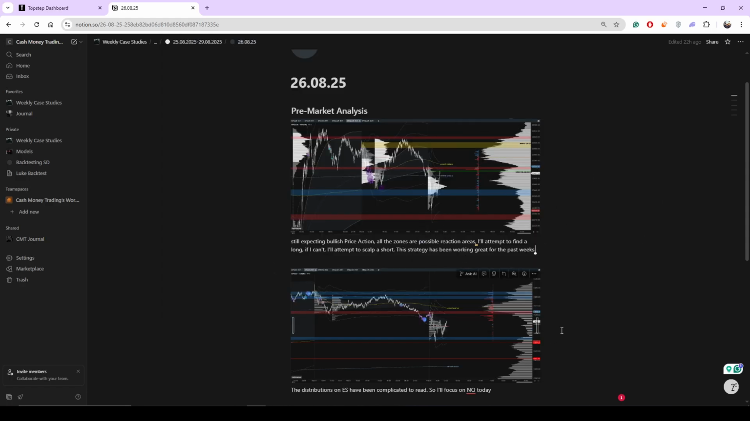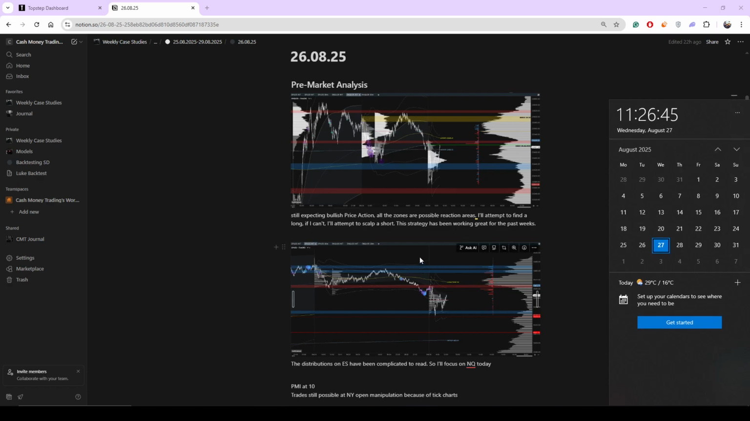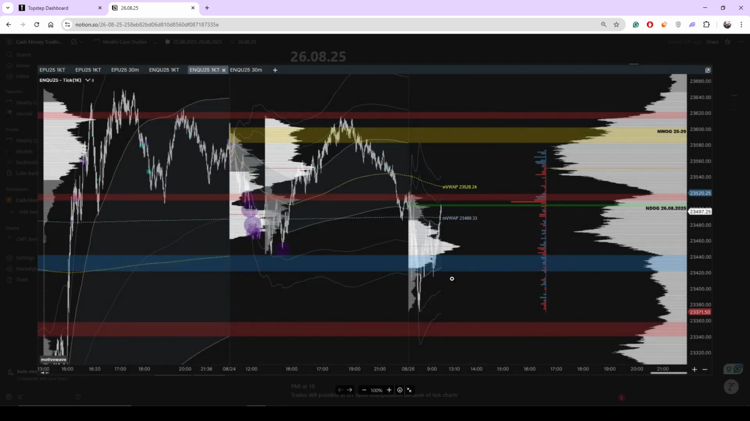Alright, so short market recap for yesterday's price action, the 26th of August. Over here in Notion, for the pre-market analysis, I had all these zones marked out. I'm just going to show it here because I'm not too sure if I already got rid of them or whatever in the motive wave. So these were the zones I was primarily looking at.